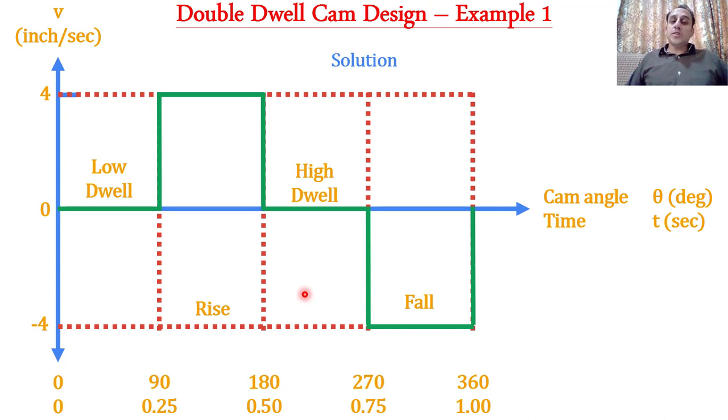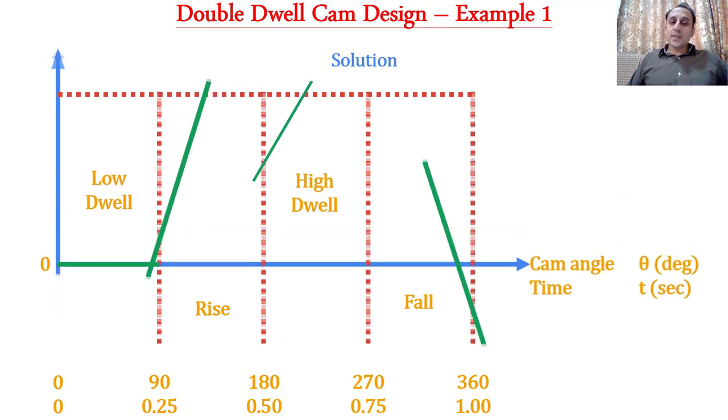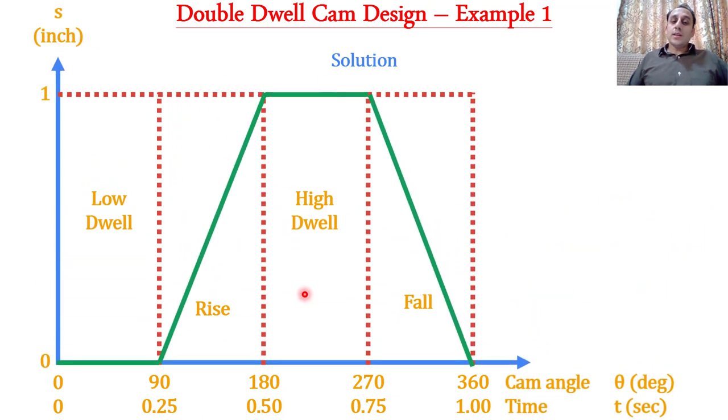This is the velocity diagram. How does the velocity diagram come about? It comes from the displacement diagram. So what is happening? If there is no displacement, what will happen to velocity? Velocity will also be zero. It means velocity will be zero here, velocity will be zero here. We are talking about the velocity of the follower, not the cam. In these two segments, there is no issue with the velocity. Velocity will be zero.